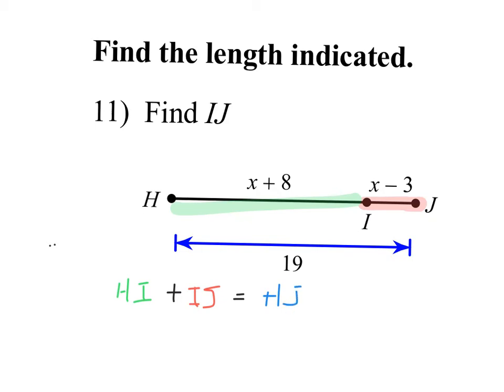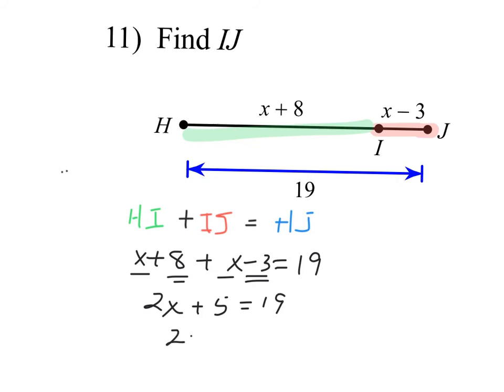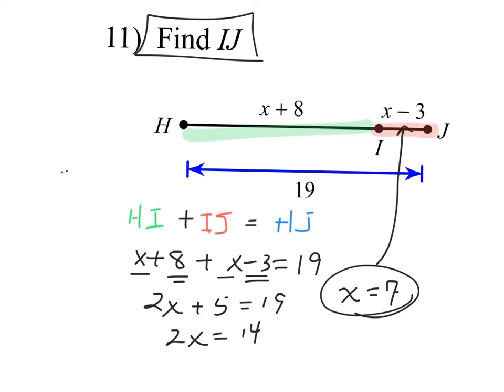And now we can just plug in those pieces, right? HI is x plus 8, IJ is x minus 3, and HJ is 19. And we just solve. Same side, we just combine. So we get 2x plus 5 equals 19. We get 2x equals 14, and we get x to be 7. Now again, I want IJ. So I know x is 7. I know IJ is x minus 3. So therefore, IJ is 4 units long. Simple as that.